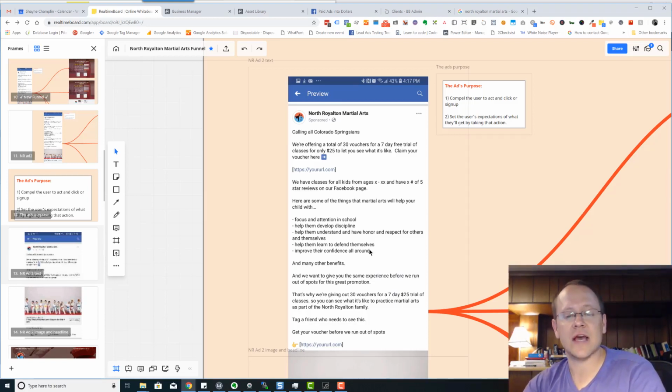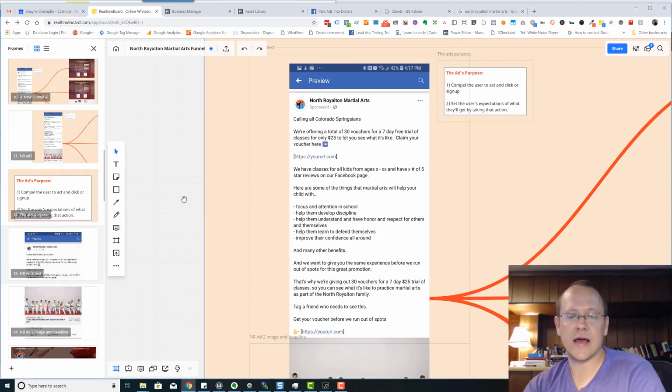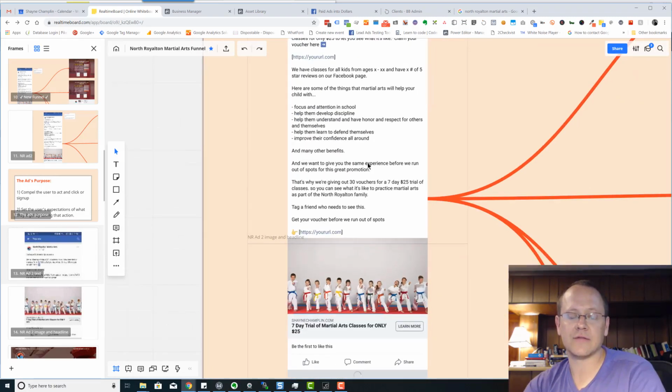So I mentioned this here in the ad, but you notice it's not the thrust. The thrust is where I open and where I close, with this offer. We want to give you the same experience before we run out of spots for this great promotion. There's some urgency there, to add a little bit of focus for them. That's why we're giving away 30 vouchers for $25, 7-day trial classes, so you can see what it's like to practice martial arts as part of the North Royalton family. Tag a friend who needs to see this. Get your voucher before we run out of spots.